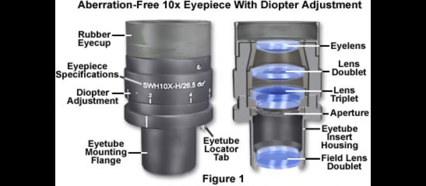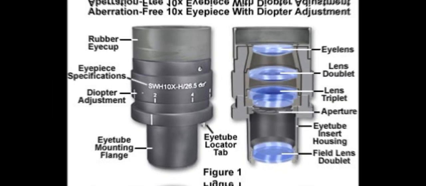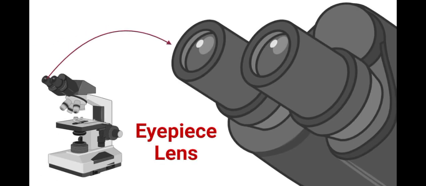Parts of microscope and their functions. One. Eyepiece. It is also referred to as the ocular. This area is used to view objects through the microscope. It is located at the tip of the microscope.